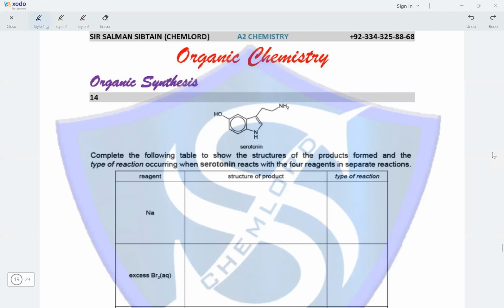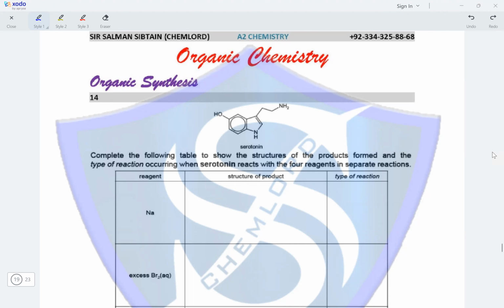Question 14. Complete the following table to show the structures of the products formed and the type of reaction occurring when serotonin, the structure is shown above, reacts with the 4 reagents in separate reactions. So with sodium, the reaction would mean that it will react with the OH group and there is only one OH group present, and this would be a redox reaction because sodium will oxidize and hydrogen gas will be produced, so H positive ions will reduce.